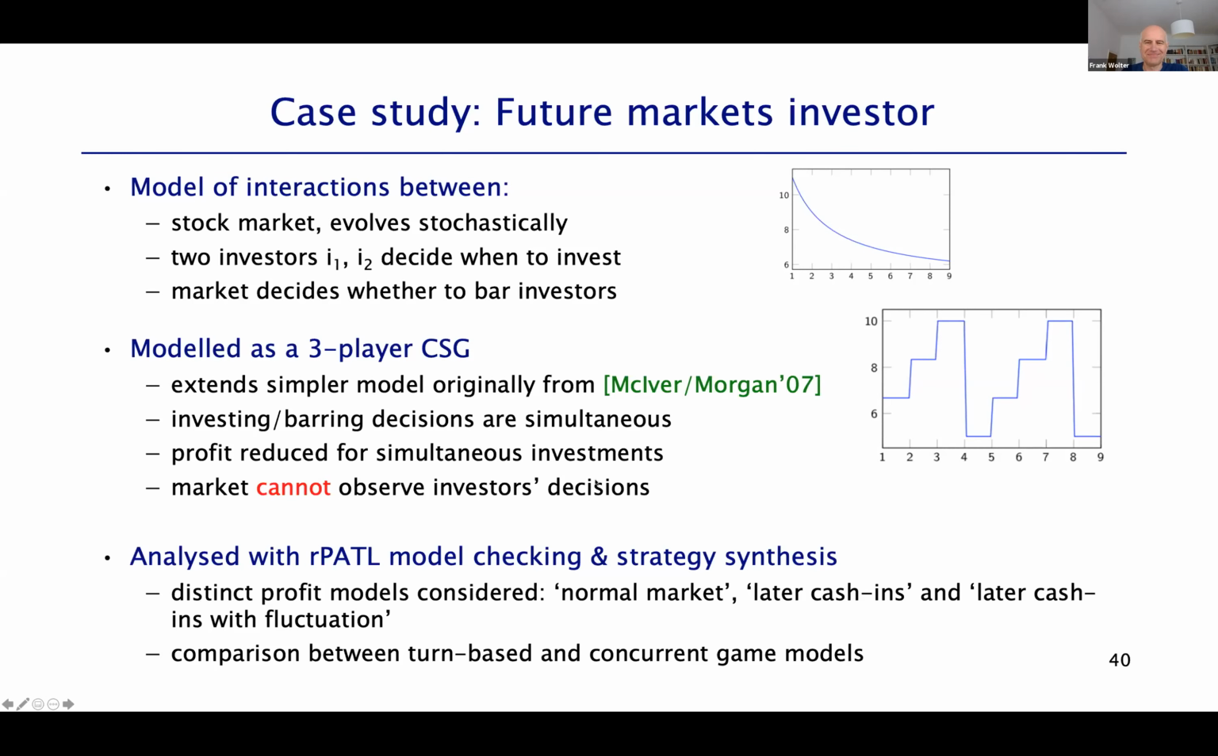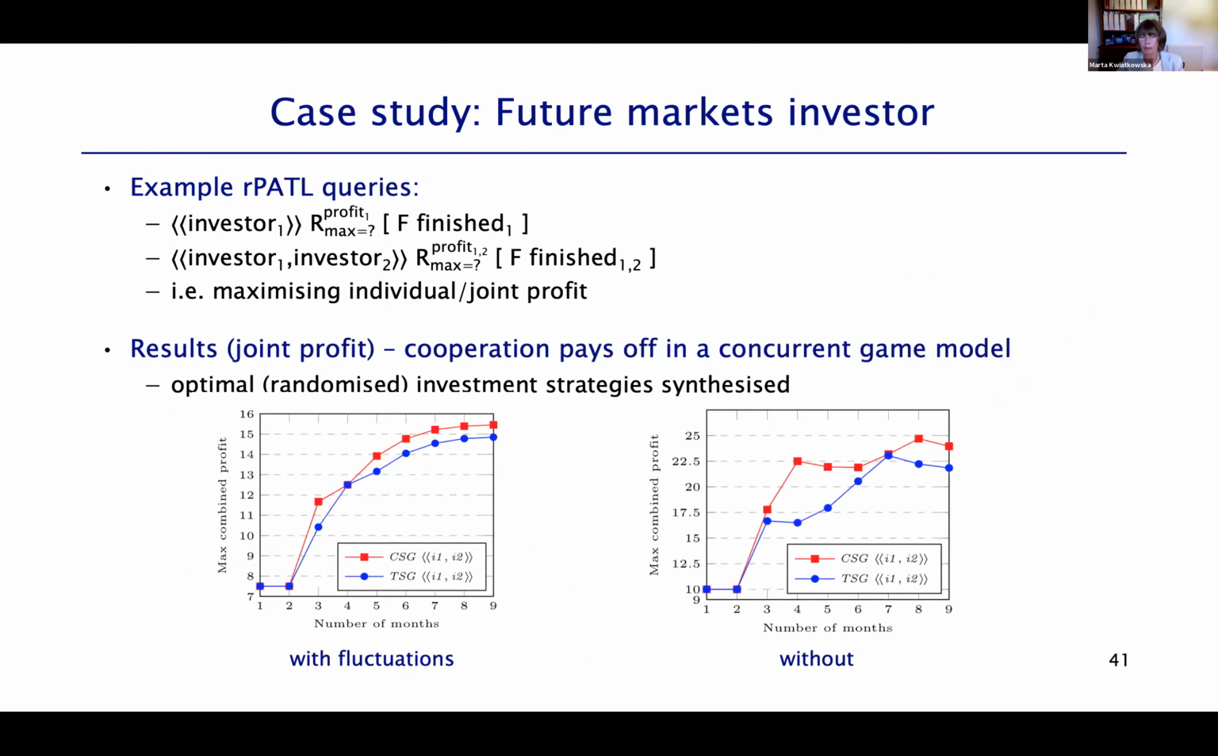So the players make choices independently, so they do not see the choice made by the other player. Now, in a turn-based game, of course, a player makes a move and then the other player responds, and that is a more complex situation. This is an example of a future market investor game, and I'm showing you the difference that you observe for the same property, using a concurrent stochastic game model versus a turn-based stochastic game model.